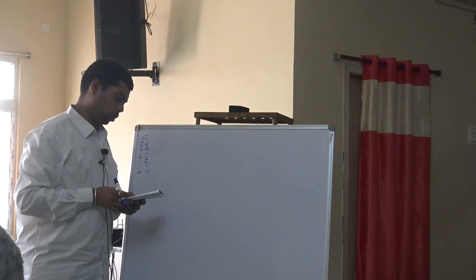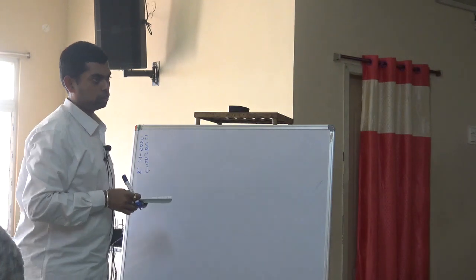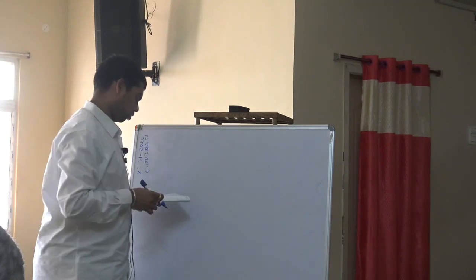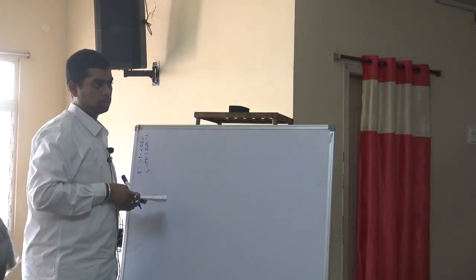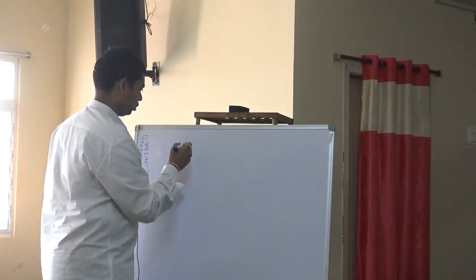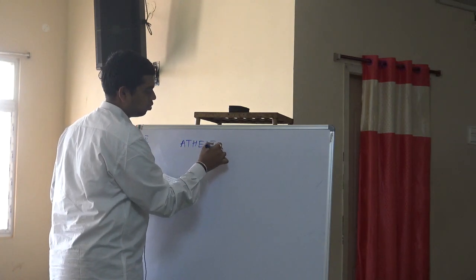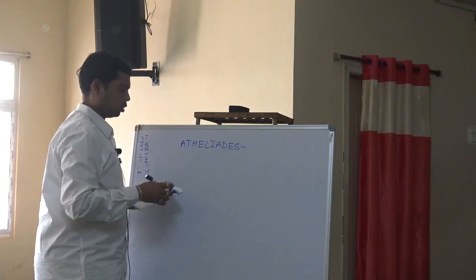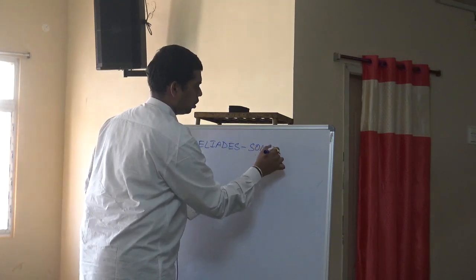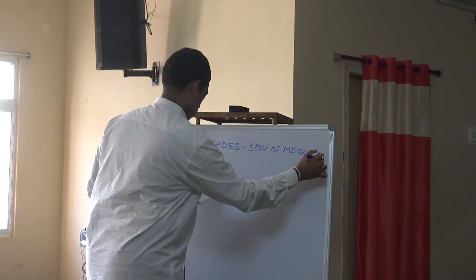So Pythagoras also accepted the theory of reincarnation. He has also given his previous births. If you want, you can write. This is just for information. So he is a son of Mercury. And here the name is written, son of Mercury.